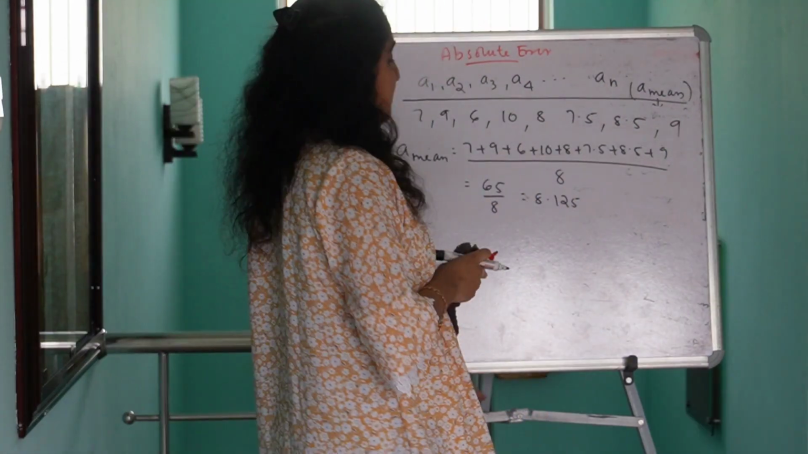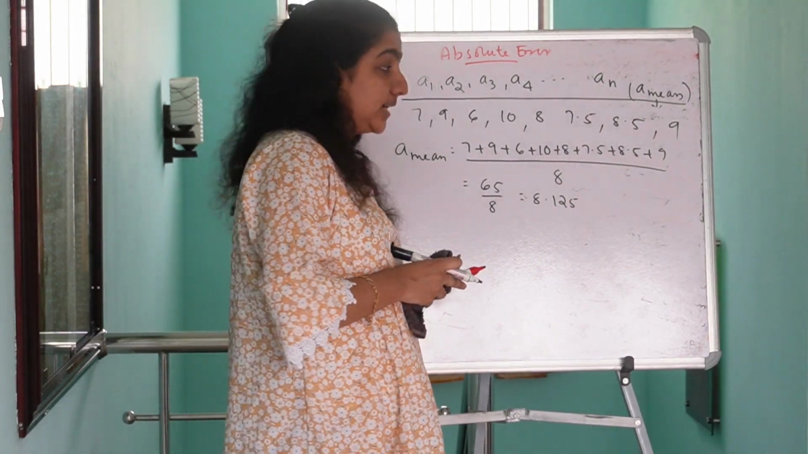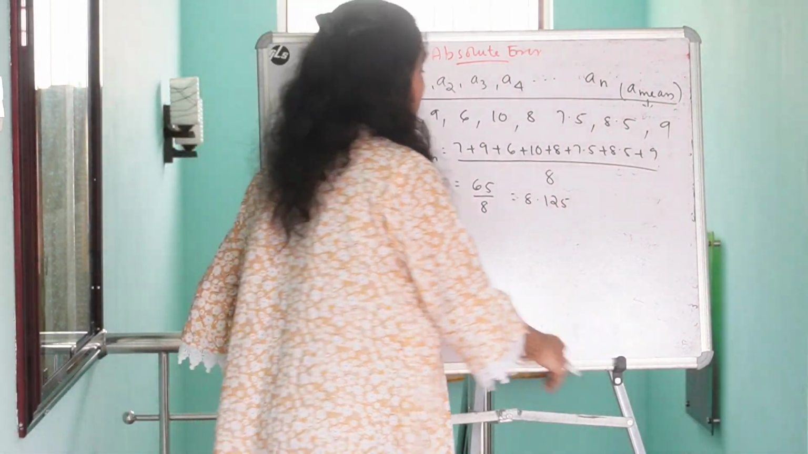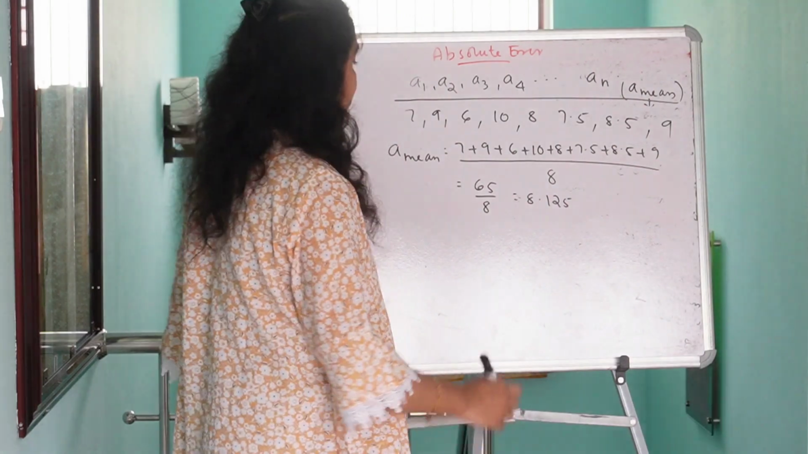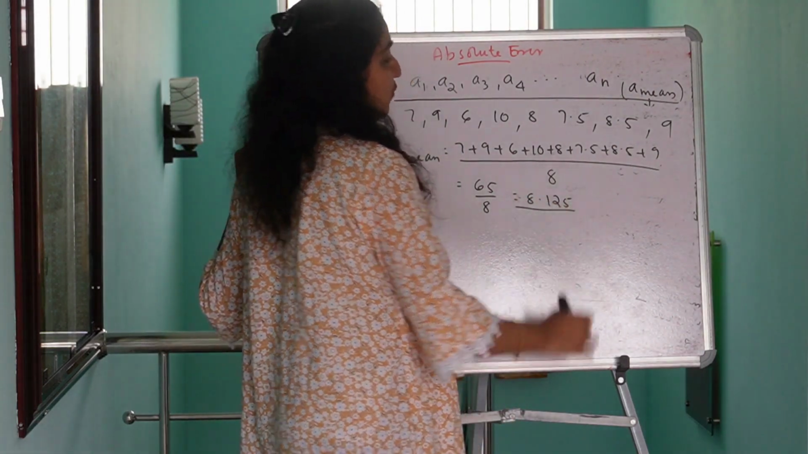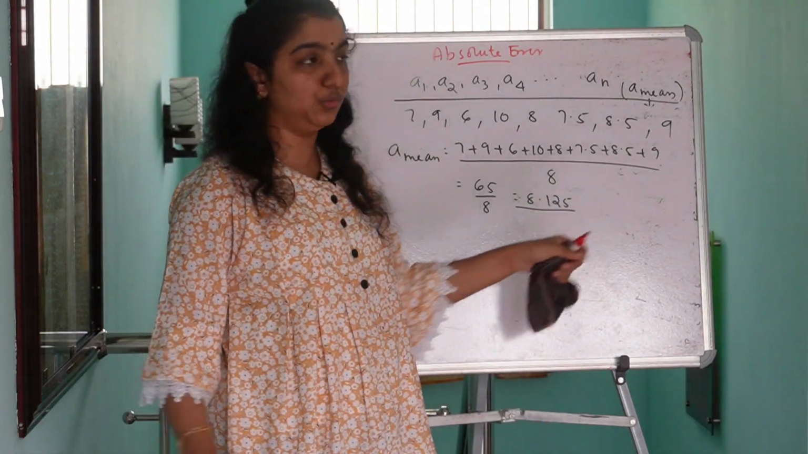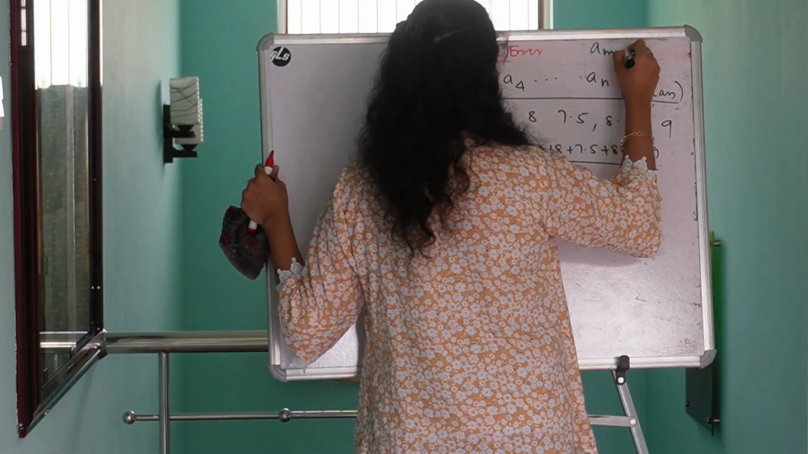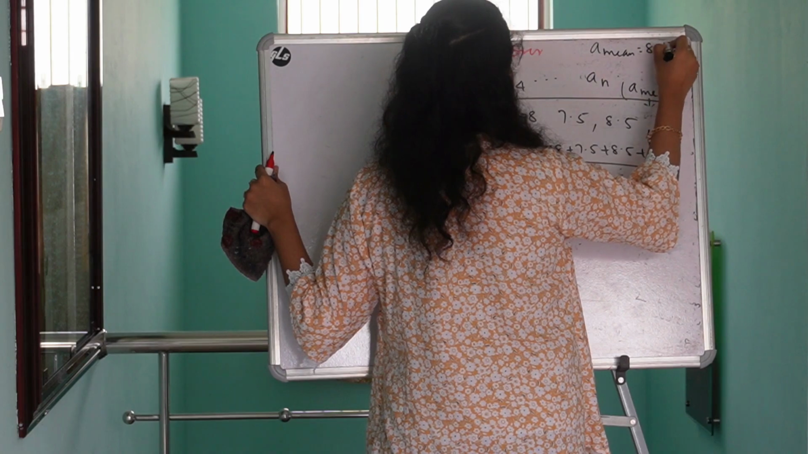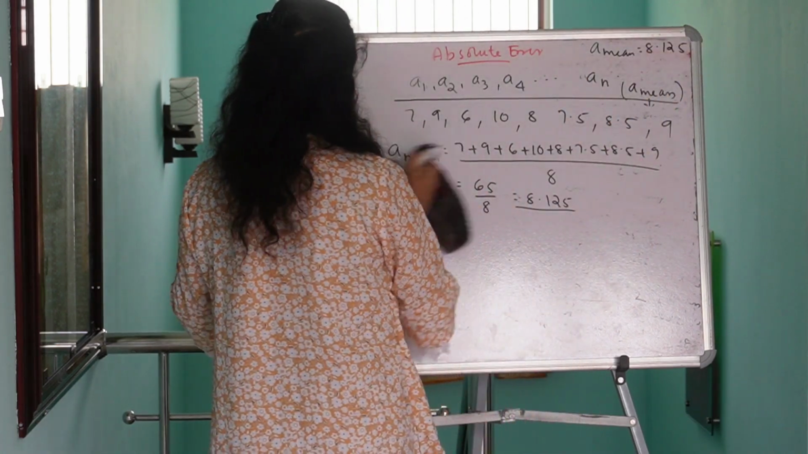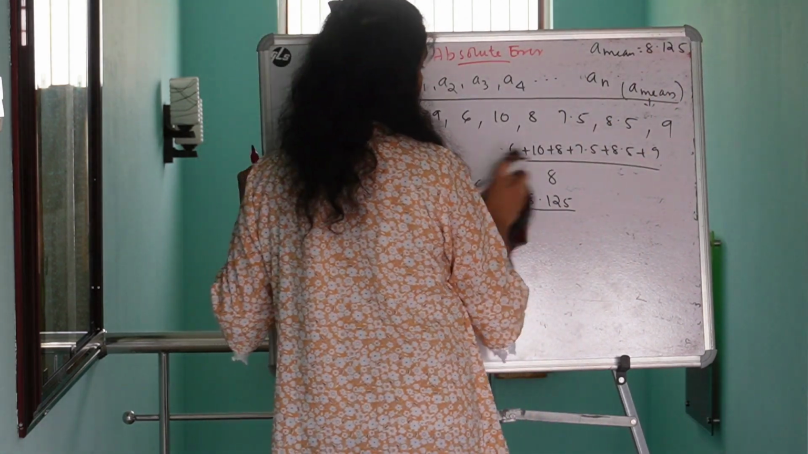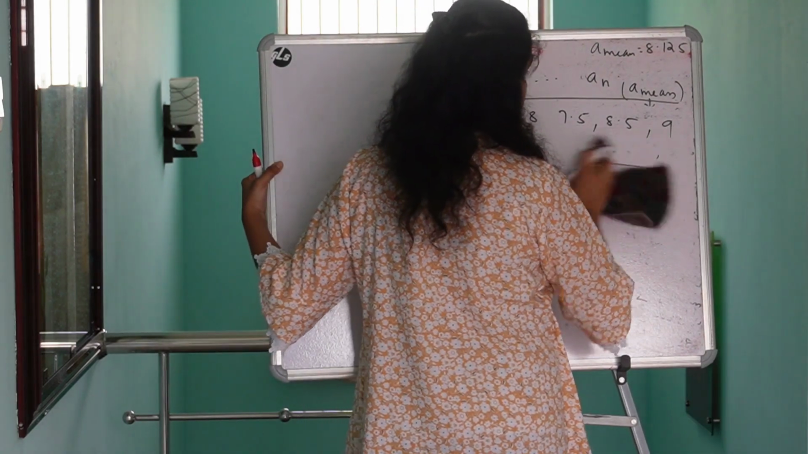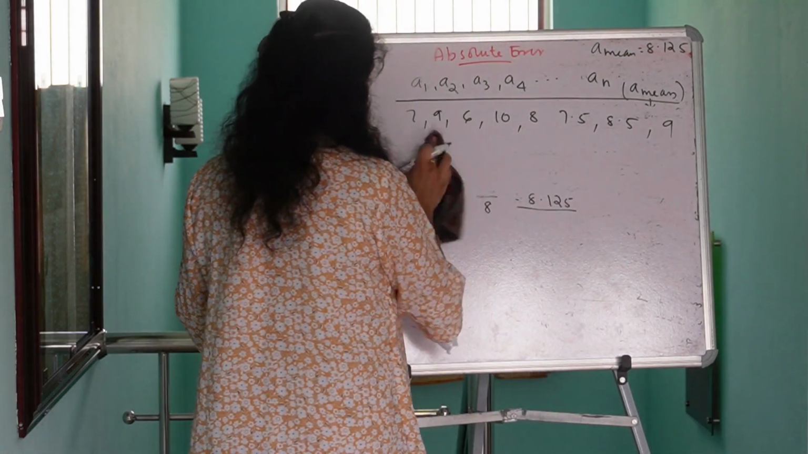So I got the value as 8.125. So here in this question, what is the actual length of the room? The actual length of the room is 8.125. So here I am writing A mean is equal to 8.125. Now let's find the errors in individual measurements.